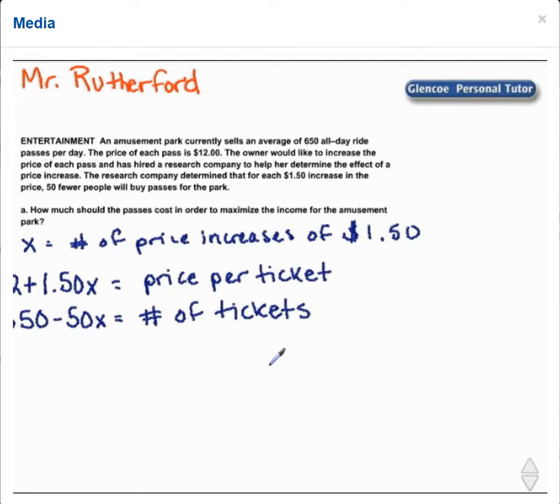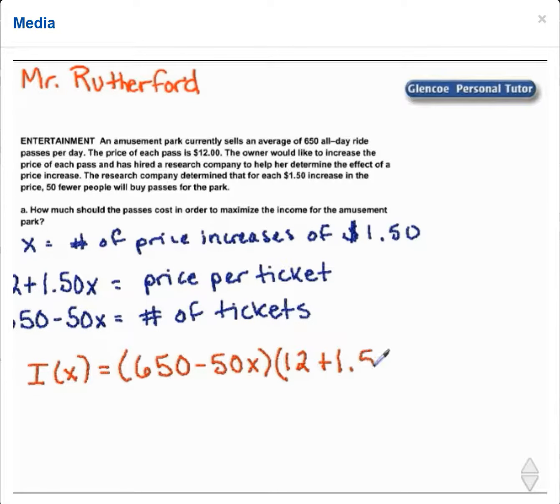Now, in order to find out how much income the amusement park has made, we need to multiply the number of tickets by the price per ticket. So we're going to write this as a function. So our income will be function I of x, and that will be equal to the number of tickets, which we said was 650 minus 50x, multiplied by our price per ticket, which is 12 plus 1.50x.